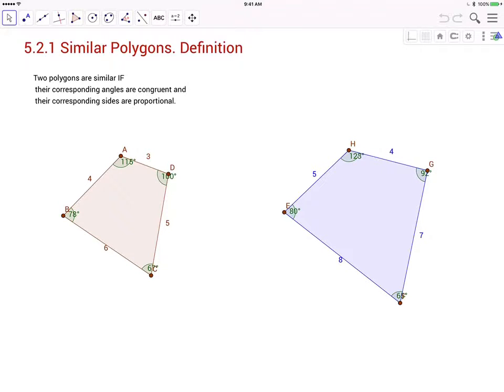Okay, here we are in section 5.2. Let's get into something a little more interesting and back to geometry a little bit. And this is going to help define the next few sections. It's important that we get our arms around what it means for two polygons, or three polygons for that matter, or more, to be similar.